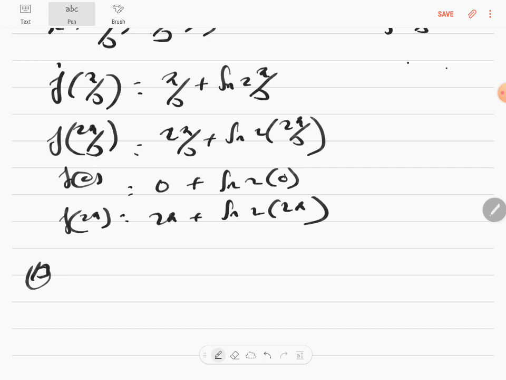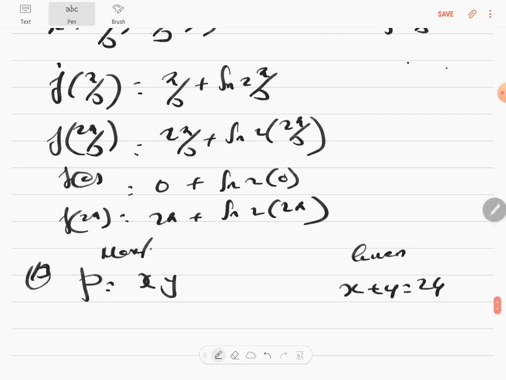Find two numbers whose sum is 24, which means x plus y is equal to 24. I will always write the given on the right side. x plus y is equal to 24. And they are asking for the product to be large, which means the product has to be maxima. Let's write P as the product, which is x into y, has to be maxima or minima, whatever that is.